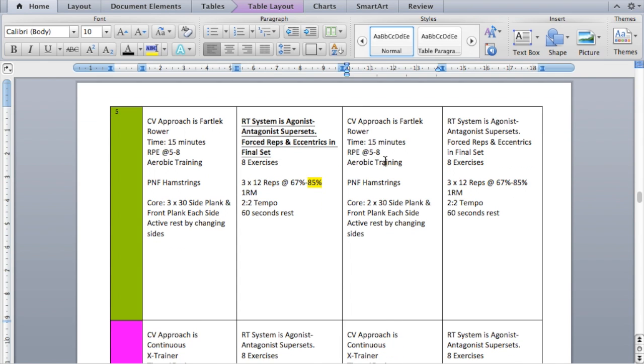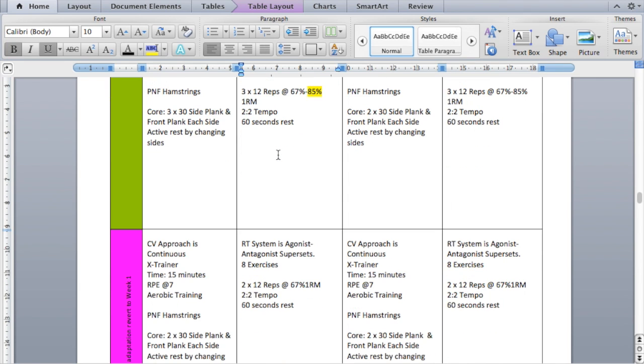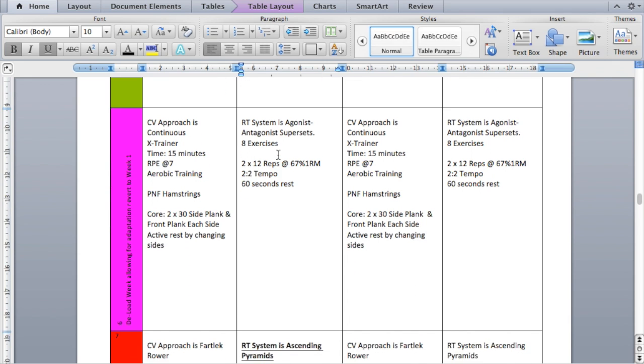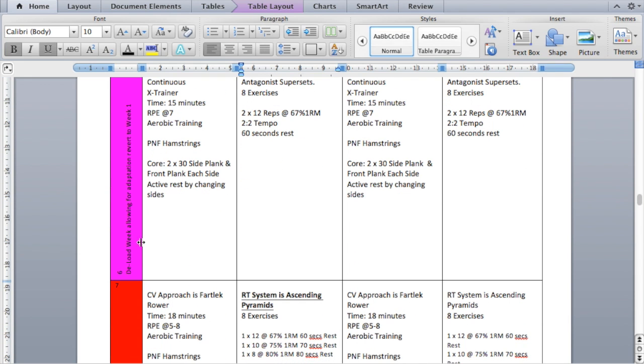Once again, Thursday is exactly the same as Monday's workout, and Friday is exactly the same as Tuesday's workout. In week 6, you can see here that I've written in the side of the box a deload, which is exactly the same as a recovery week in training.